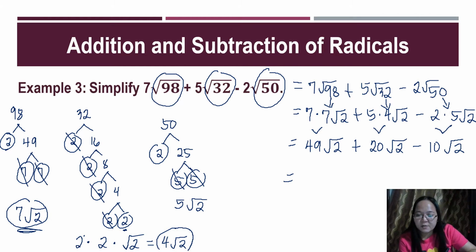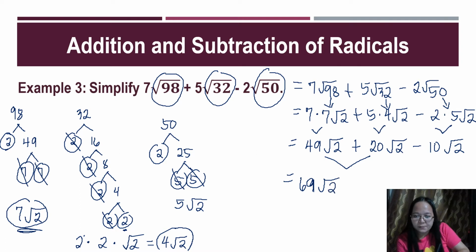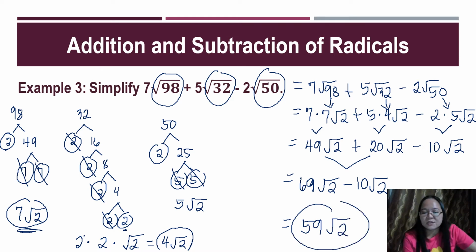So let us perform the operations from left to right. 49 plus 20 is 69. And then just copy or bring down square root of 2. Minus 10 square root of 2. So we have 69 minus 10 is 59. Bring down square root of 2. So for our final answer, we have 59 square root of 2.